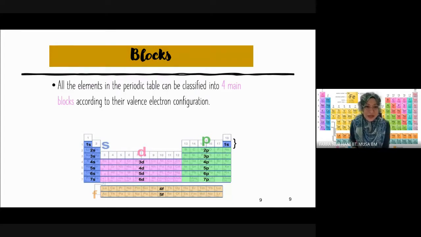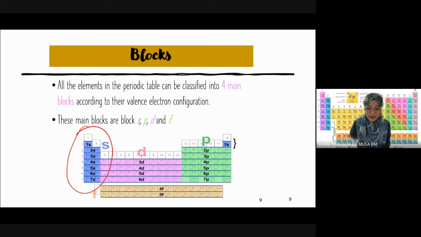Next is blocks. Okay, so blocks in periodic table can be classified into 4 main blocks. Semua ada 4 block. Okay, so you can see here in the blue color, okay, is S block. Okay, S block. Okay, and ada satu yang sesat kat sini, helium lah. Helium is very special jugalah.